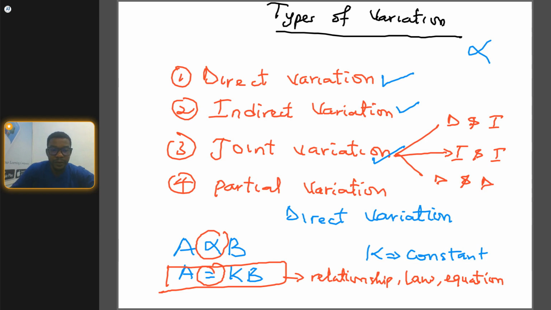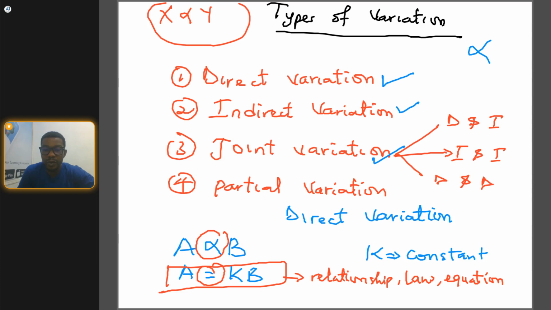Okay, so let's assume I have x varies directly to y. Who can give me the relationship of this expression? I need the response in the chat box. X varies directly to y. What will be the relationship of this expression? You can just type it in the chat box.